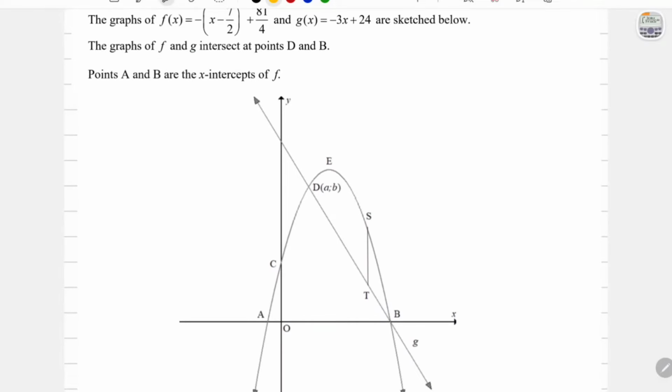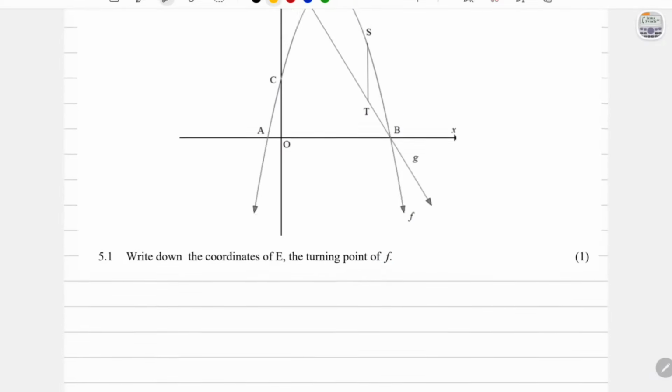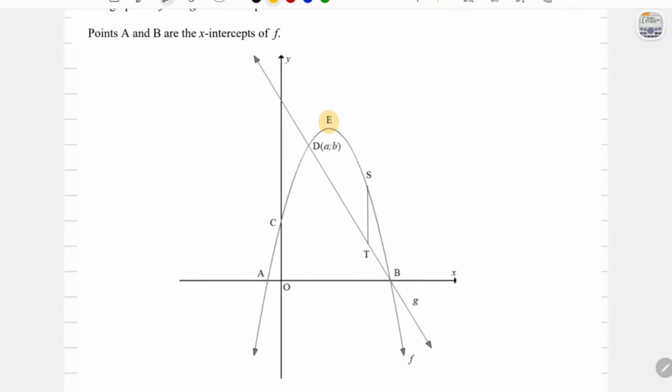And they tell us that the graphs of f and g intersect at points D and B. And we have points A and B are x-intercepts of our graph of f, our parabola. The first question is to write down the coordinates of E, the turning point of f. Okay, so they're making it very clear. That is your turning point.